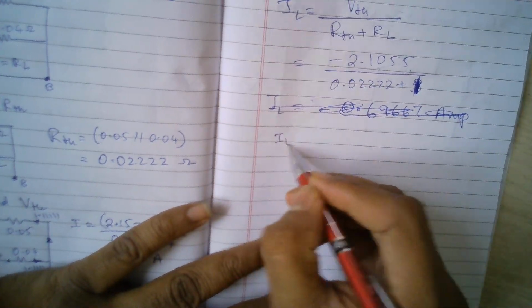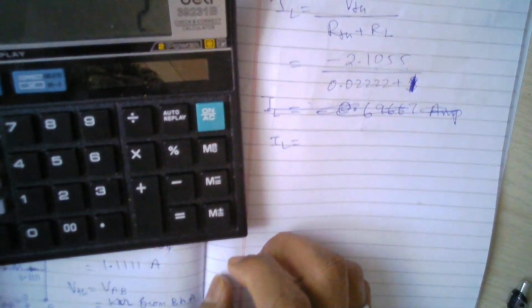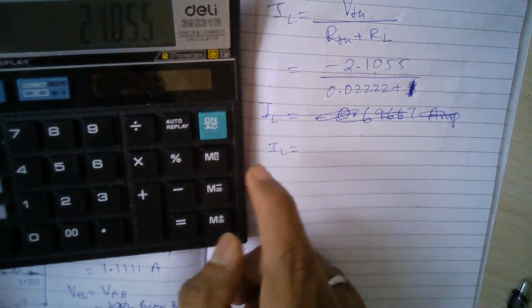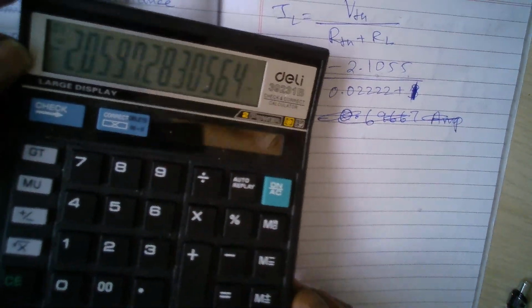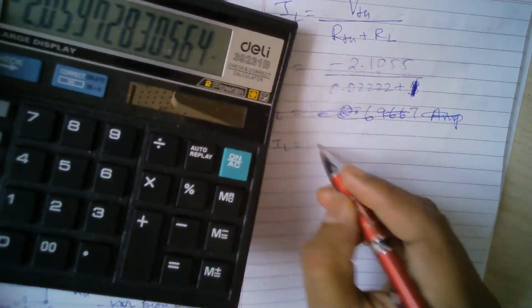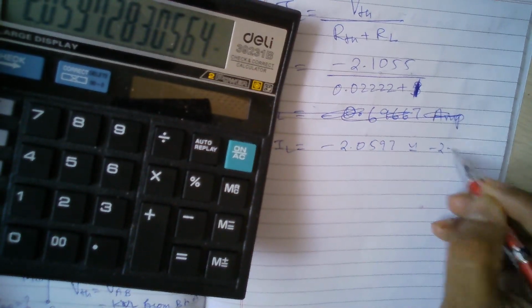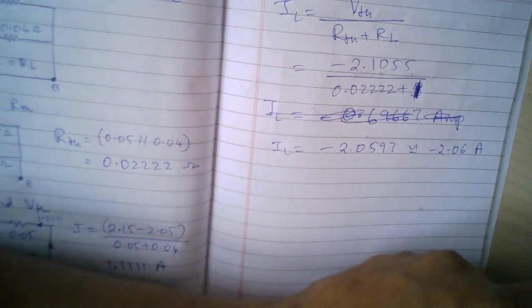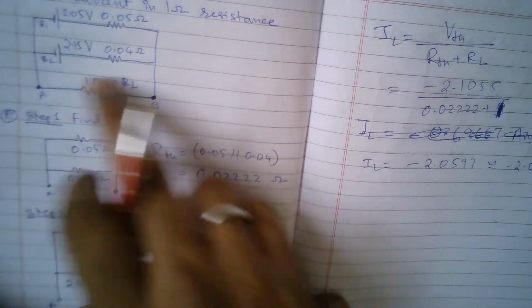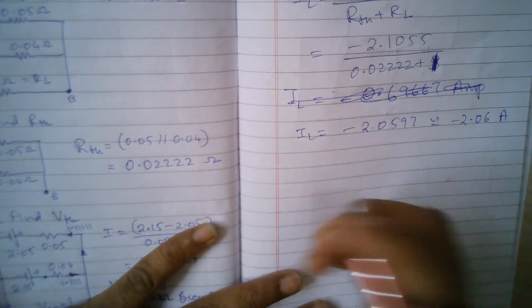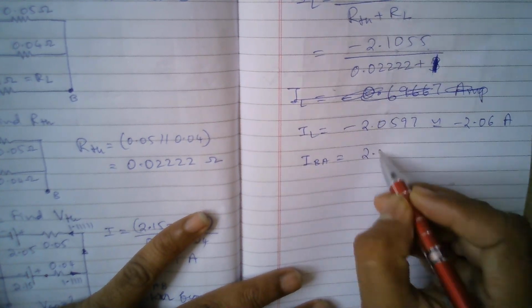So now what will be the load current? The load current will be minus 2.1055 divided by 1.022222. So now I am getting the total current minus 2.0597, or I can say minus 2.06 amperes. Okay, so this is the current in the 1 ohm resistance. Now this is a current going from A to B, so that is why it is a minus sign. Or the current from B to A, IBA, is plus 2.06 amperes.